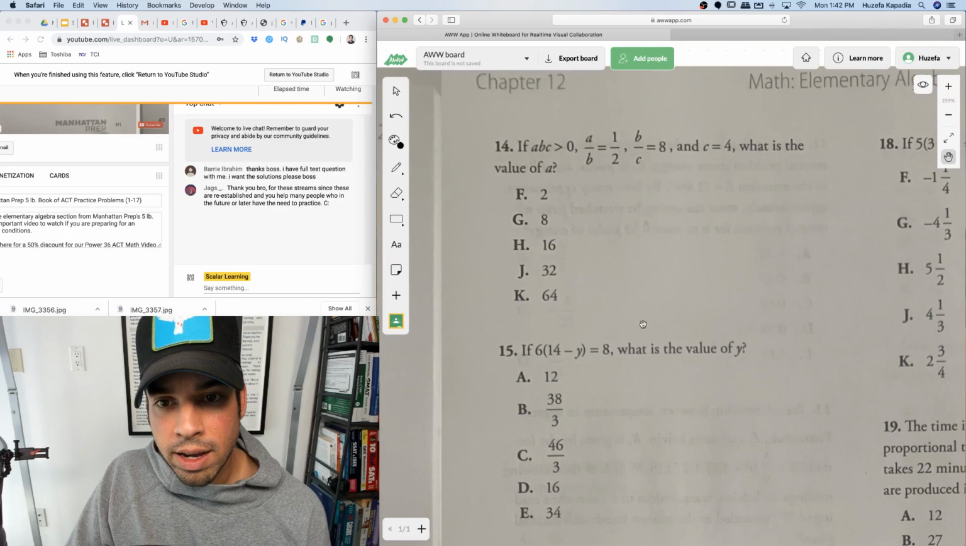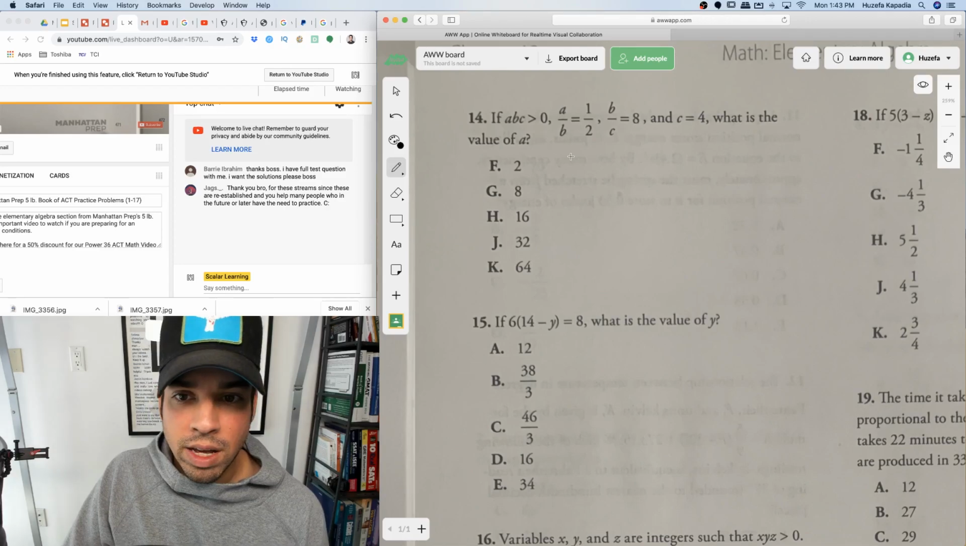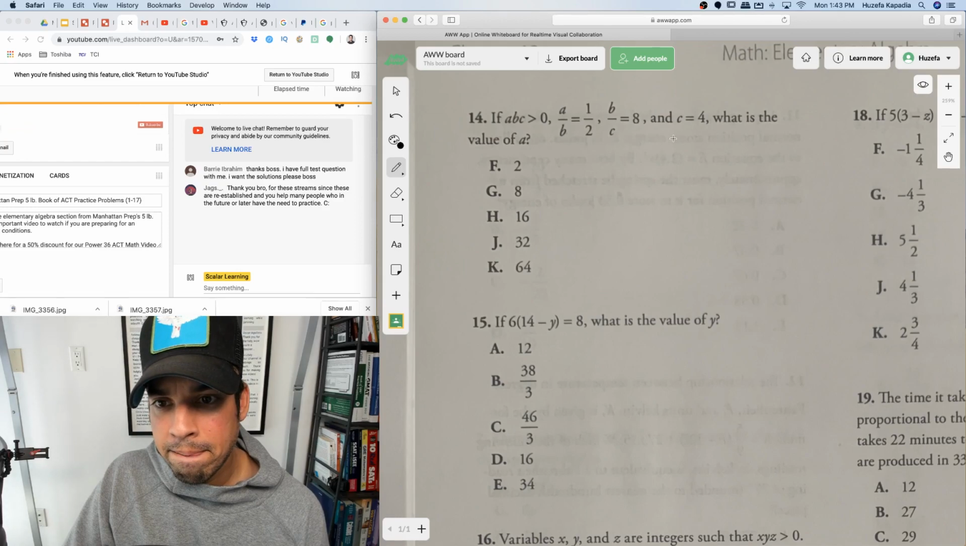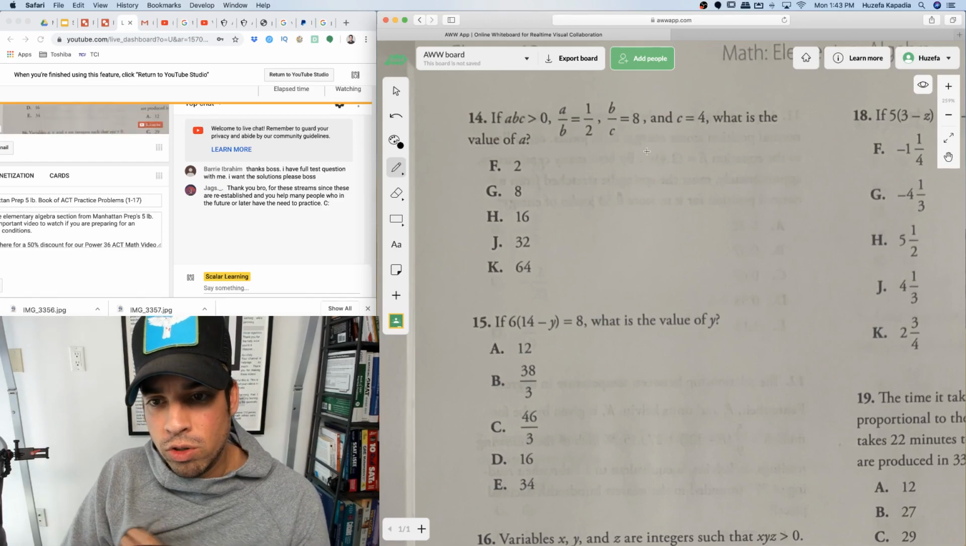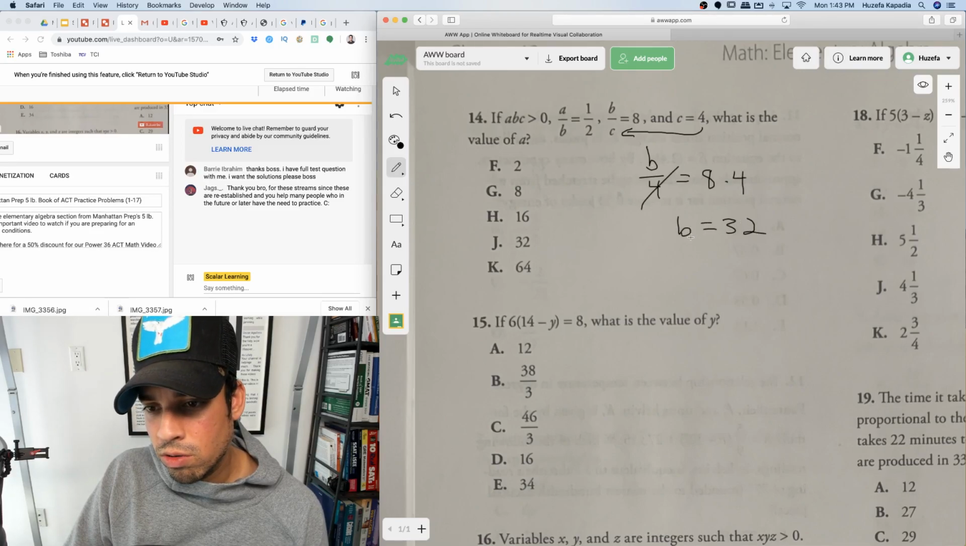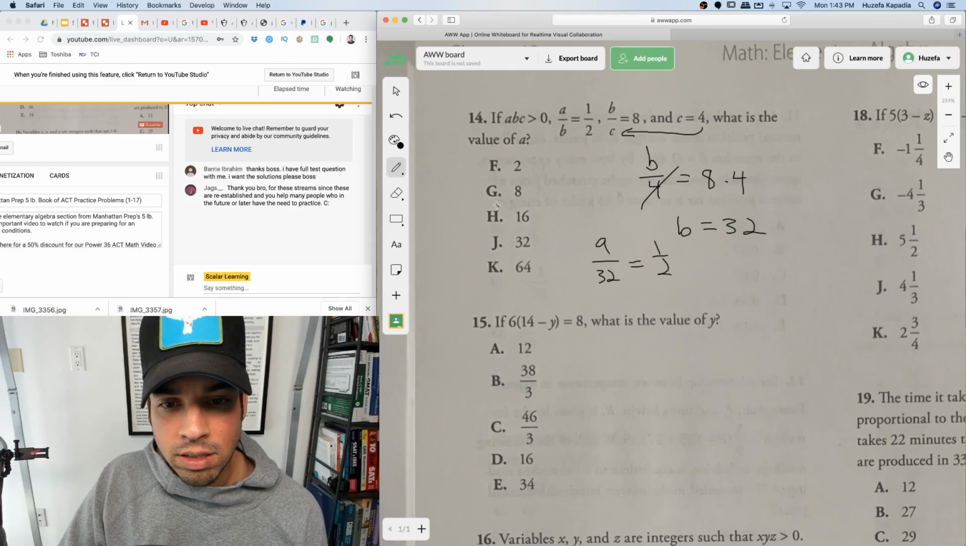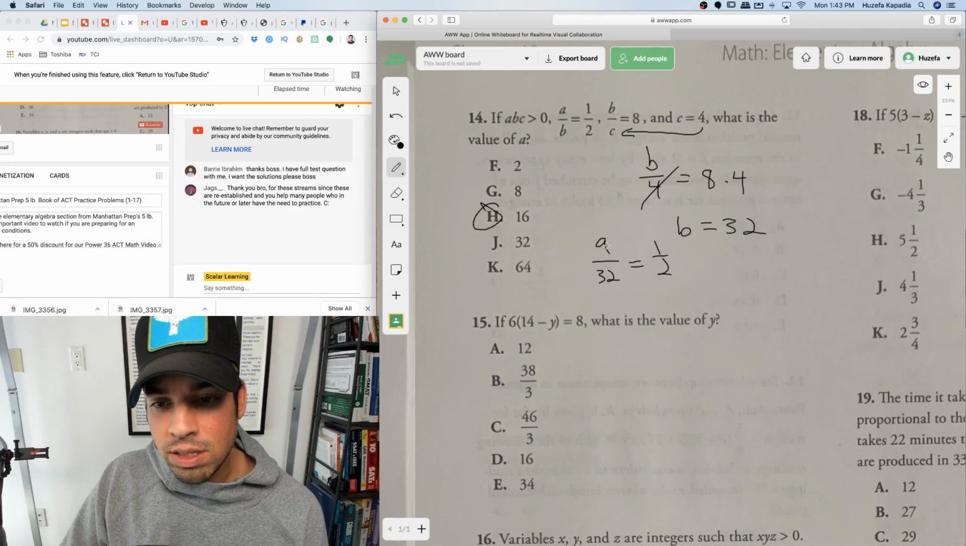Next, we have a few more because we're only going to 17. 14. A over B equals 1/2. B over C equals 8. C equals 4. What is the value of A? Okay, let's plug and chug a little bit here. So C equals 4. So I know that B over 4 equals 8, right? I just plugged this in for this. That means, of course, to solve for B, multiply both sides by 4. B equals 32. So now if I know B equals 32, A over 32 equals 1/2. I can cross multiply if I want. I can easily tell A has to be 16, because 16 out of 32 is a half.